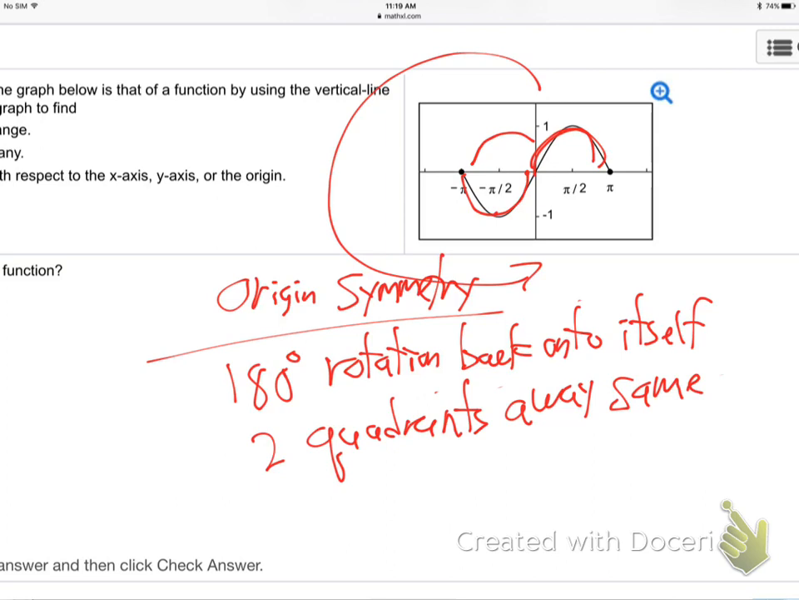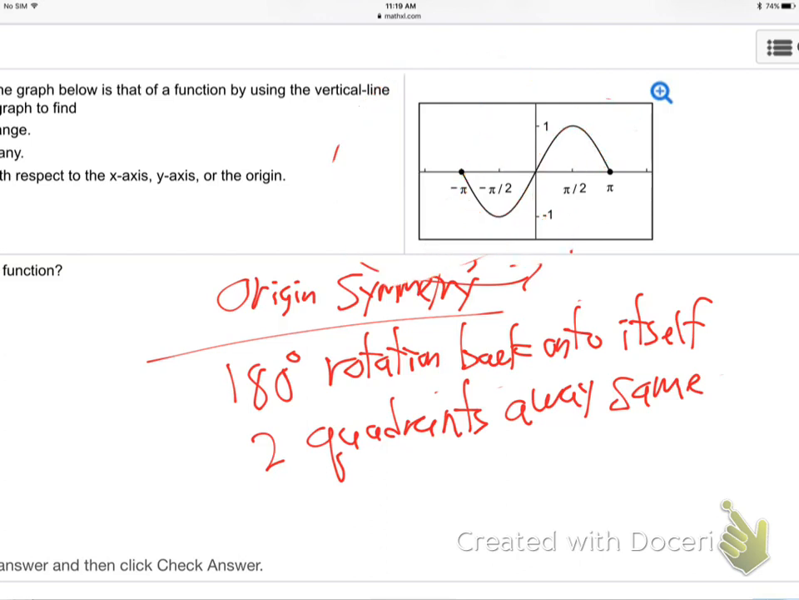All right, so if you took that graph, it goes down first, then up, just like that one. And I flip it halfway around. Still going down first, then up. So that's a 180-degree rotation, 2 quadrants away, right? Because this is quadrant 1, quadrant 2, quadrant 3, quadrant 4. 2 quadrants away in the first quadrant, 2 quadrants away in the third quadrant. It looks exactly the same, doesn't it? So that's called origin, 180-degree rotation.